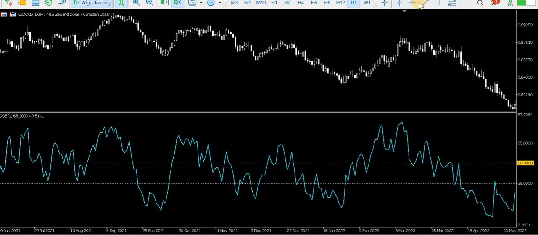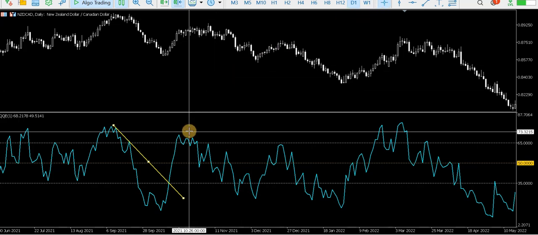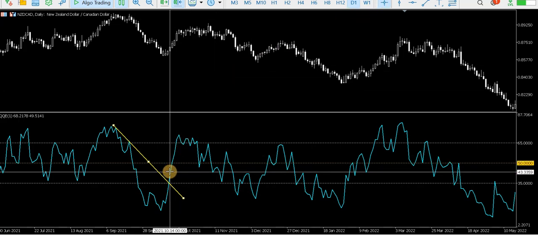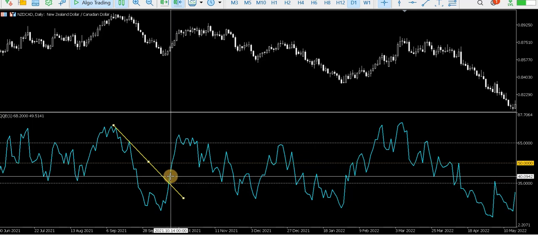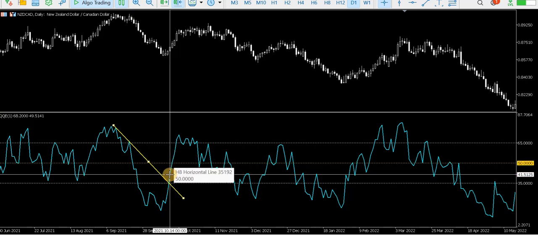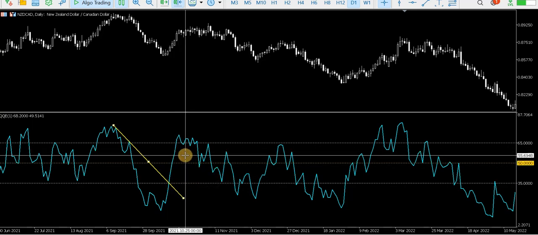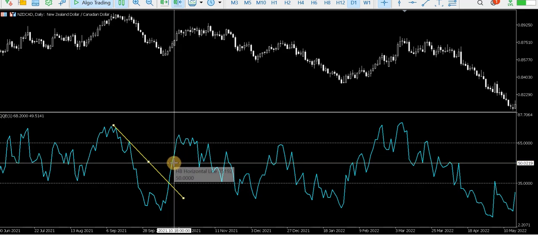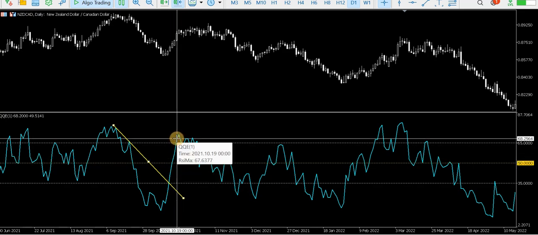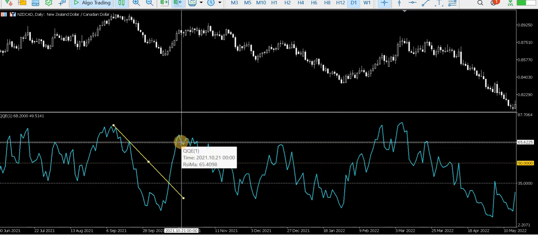You may use something like the 50 level, which is this yellow line here, as a filter. So, for example, say we took a trade in here. There's your 2 points, 2 points. When we're above, below, there's your entry. You may decide to only take buy trades when the QQE is below the 50 level, and sell trades when it's above the 50 level. That could be a filter you could consider, and you may just aim for the opposite overbought, oversold area.